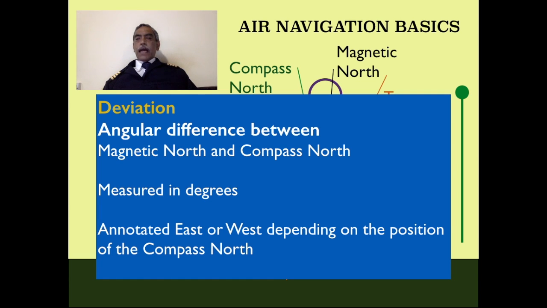Okay, now as I told you, this doesn't exactly coincide with the magnetic north. There has to be an angular difference. That is what we will call deviation. The earlier one we called variation. Now we will call this deviation. What is deviation? The angular difference between the magnetic north and the compass north is called deviation. It's also measured in degrees and it is annotated east or west depending on the position of the compass north with respect to the magnetic north.